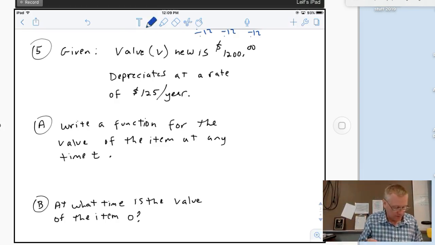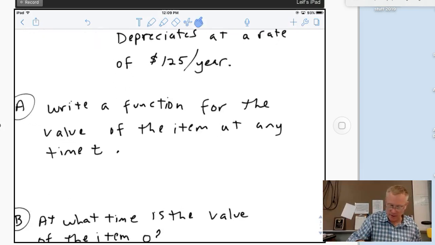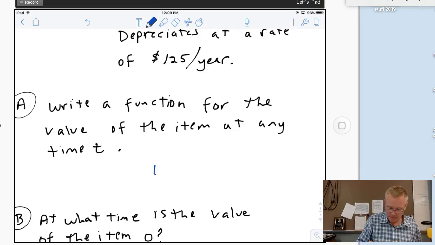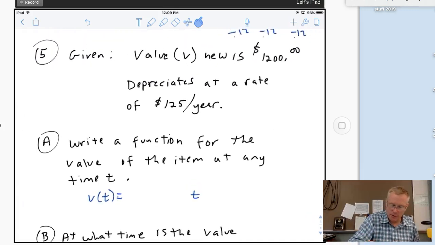All right, so this one. So if I have t as time, then over here I'm going to have v of t, like f of x kind of thing. The value at time t will be v of t. Okay. Now it started out at $1,200.